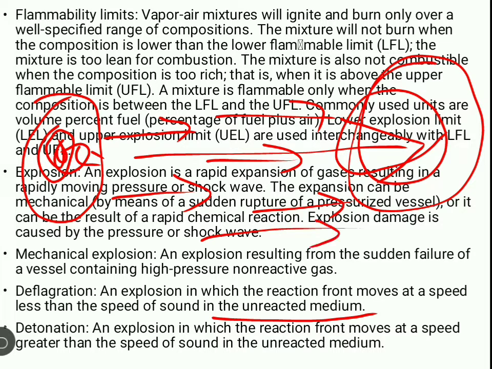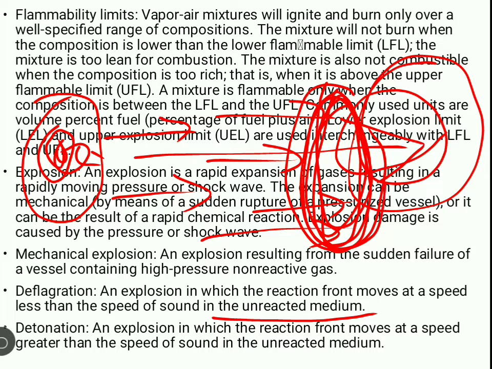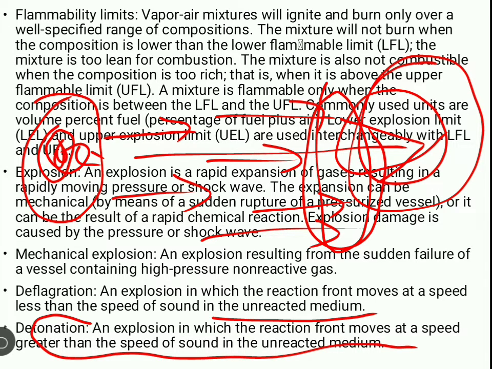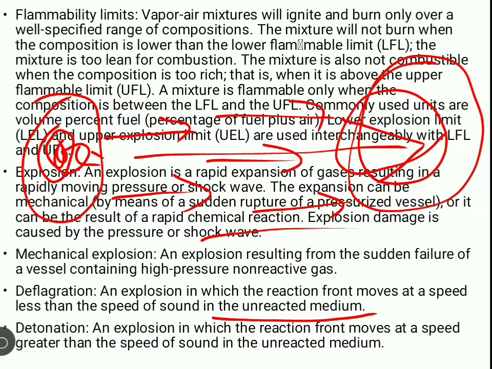When these waves are created, if you determine the speed of the pressure wave and it is less than the speed of sound, that is a deflagration type. Similarly, detonation is when the speed of the pressure wave is greater than the speed of sound; it is called a detonation type of explosion. This is also a very important point for studying explosions.